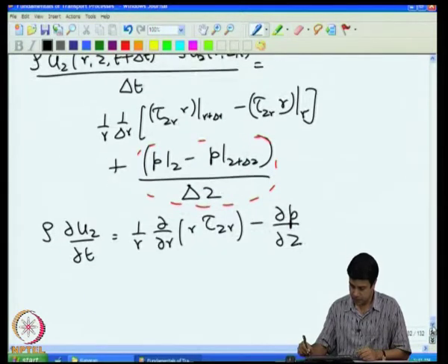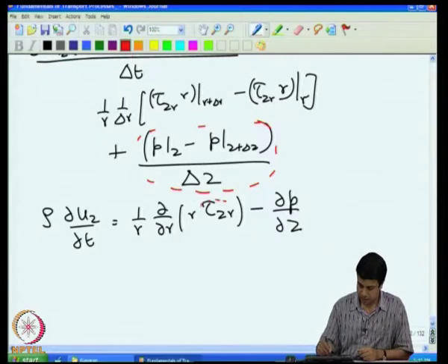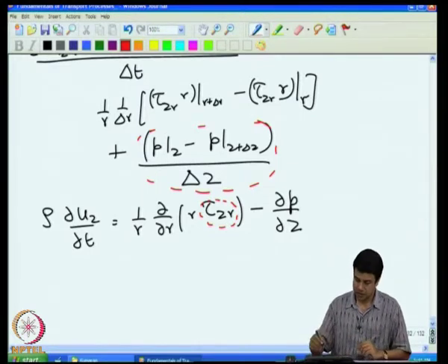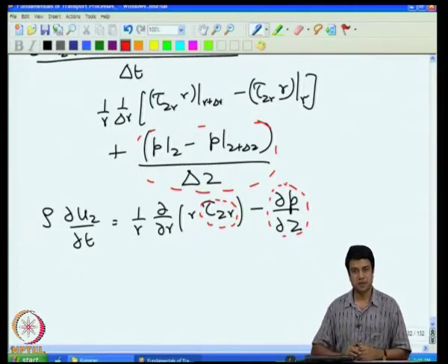So, this is my equation. This is the momentum flux, the analog of the heat and mass flux, similar to what we had in the case of the heat transfer and the mass transfer problem. However, I have an additional term here, which is a pressure gradient. This is special only to fluid mechanics. There is no analog for the pressure gradient in heat and mass transfer.